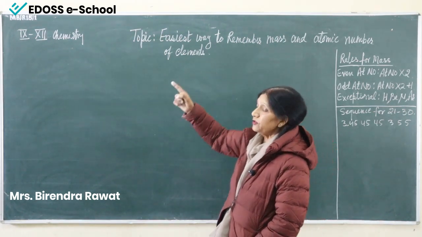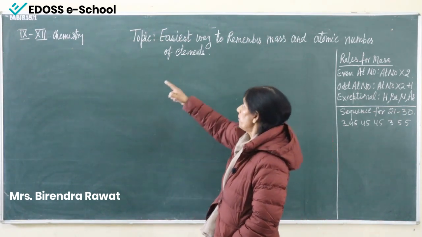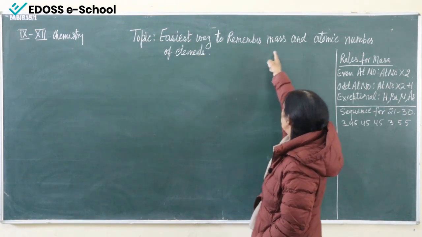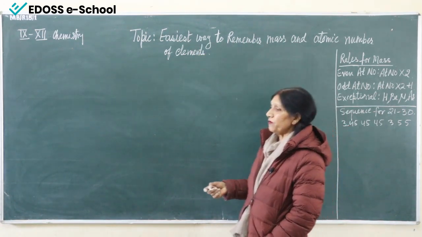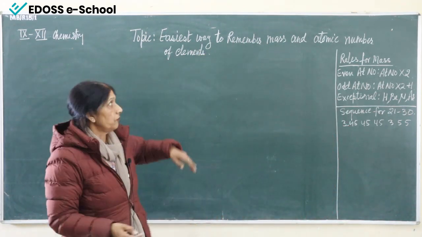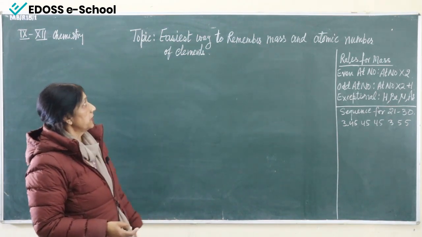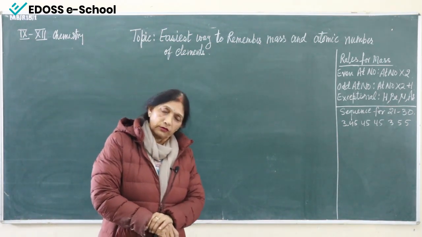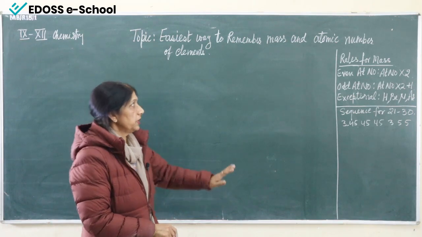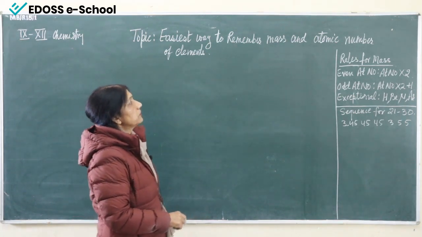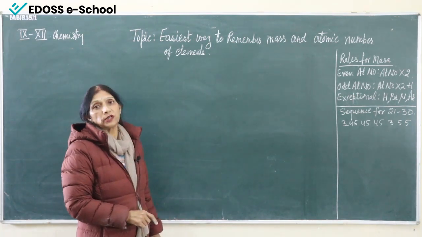Class 9 to 12 chemistry. That is very important: the easiest way to remember the mass and atomic number of elements. How we can learn the atomic number and atomic masses of different elements. So first of all, we will see how we can learn atomic numbers.